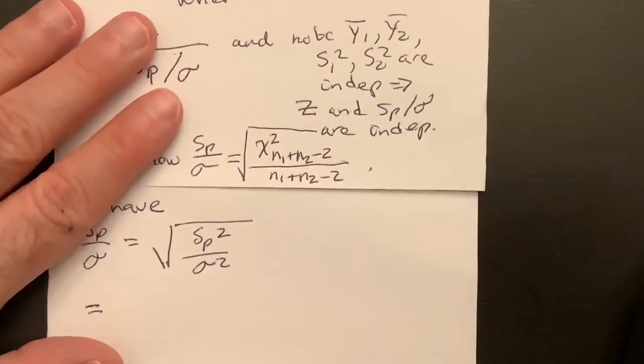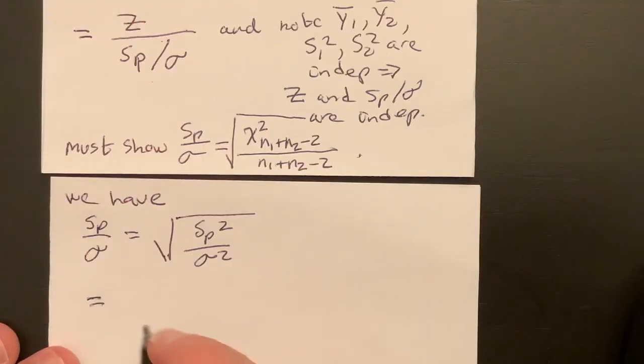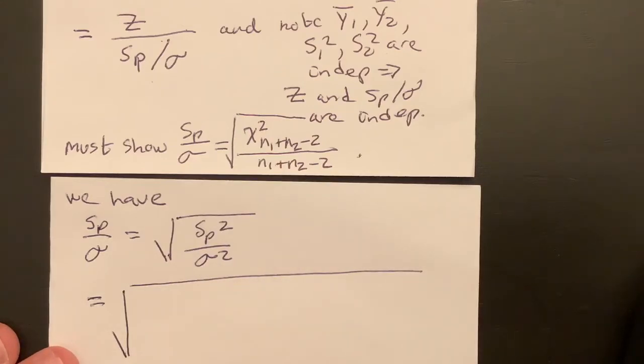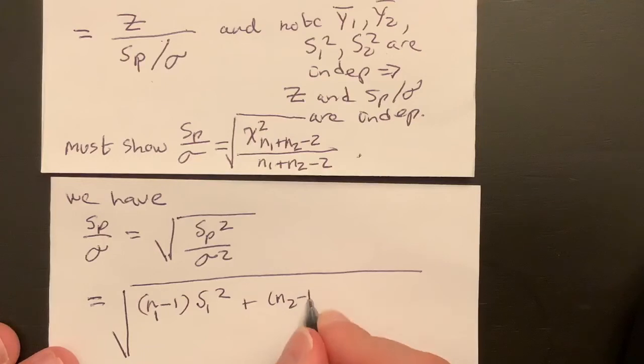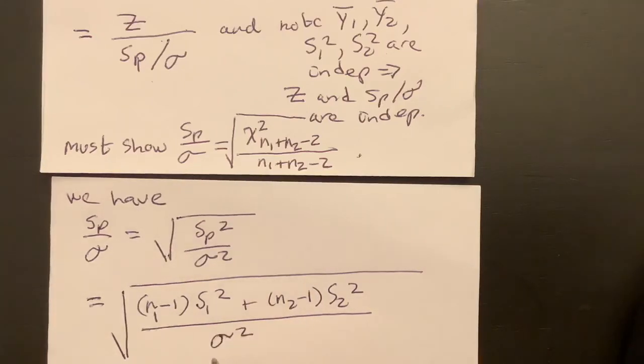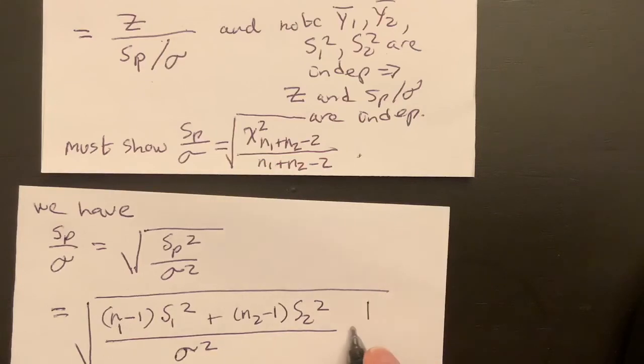So we get this is equal to the square root of Sp squared, the half power comes off, so I have n1 minus 1 times S1 squared plus n2 minus 1 times S2 squared, all over sigma squared, and I'll take this out here now, so 1 over n1 plus n2 minus 2.